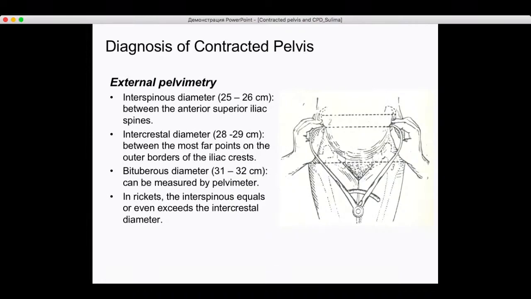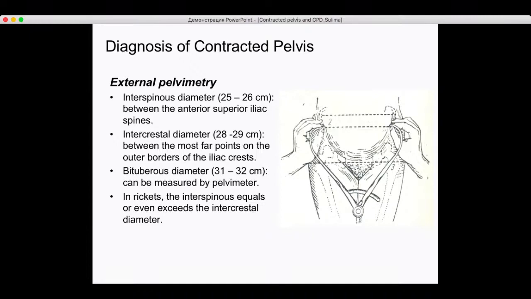We have three main transverse diameters. The first is the interspinous diameter, between the anterior superior iliac spines, the spina iliaca anterior superior. It's equal to 25-26 centimeters. This is the interspinous diameter.